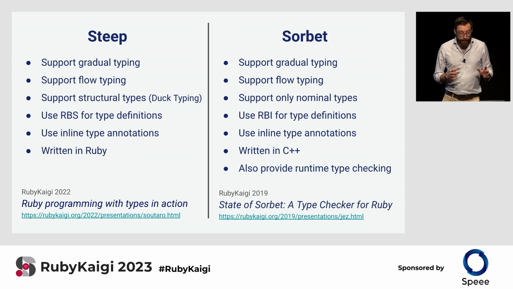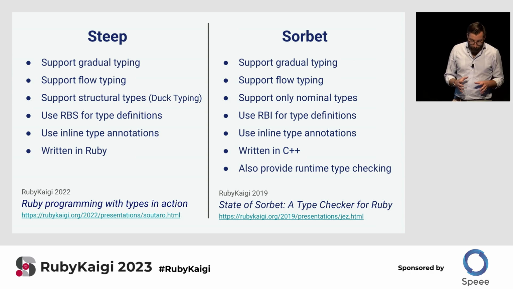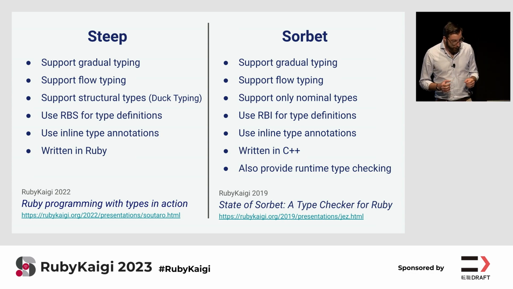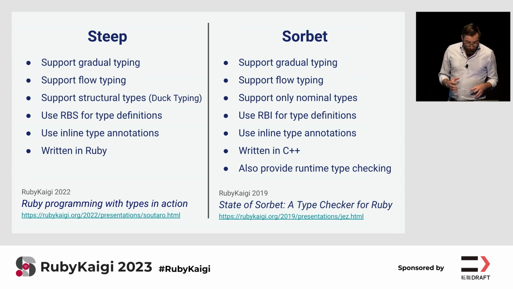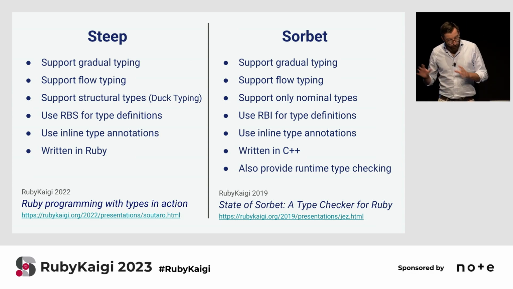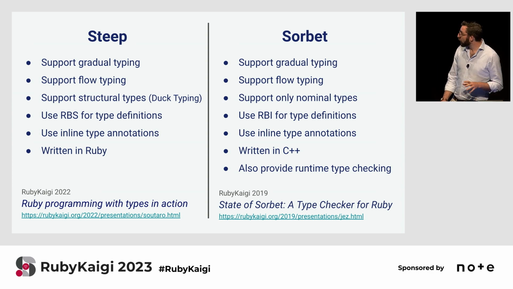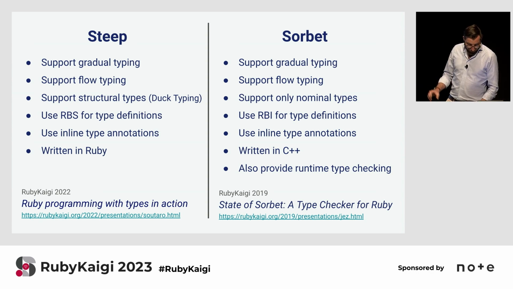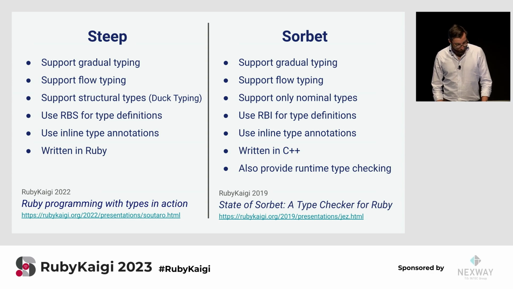They both require inline annotations inside the application code. Steep is going to use RBS to read those type definitions in the RBS format. Sorbet is using another format that we're going to see that is called RBI. Steep is written in Ruby, Sorbet is written in C++, and Sorbet also comes with a runtime type checker component. We're going to see why a bit later. If you want to know more about those two tools, I encourage you to see past RubyKaigi talks here by Soutaro and Jay about Steep and Sorbet.